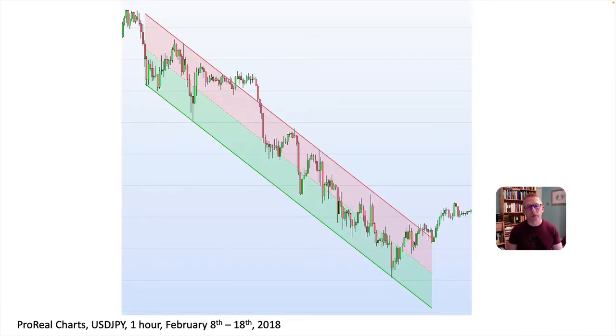This is an example of a bear move on the dollar-yen. A lower low is formed, giving us the apex of the triangle, which is then completed by the lower high. This permits the channel to be drawn, which is generally respected on the way down.